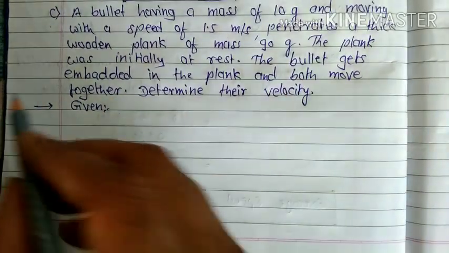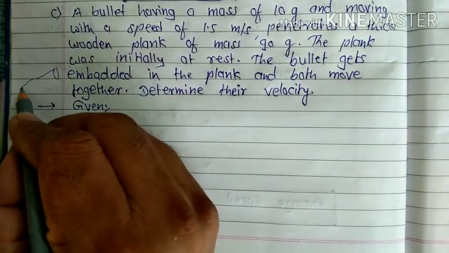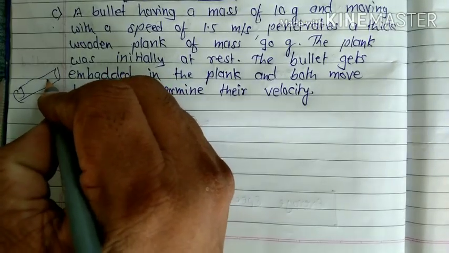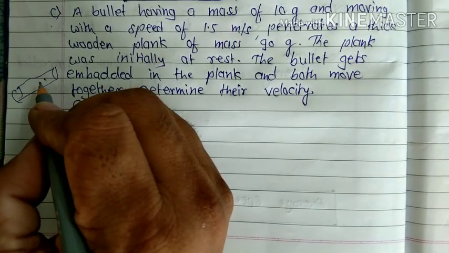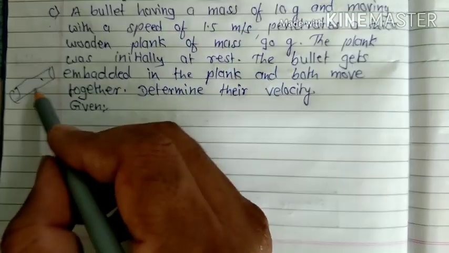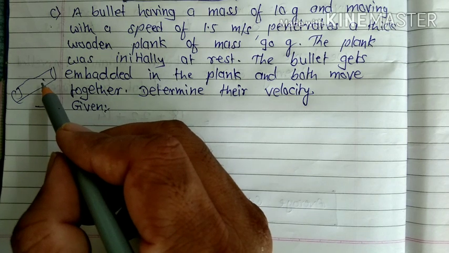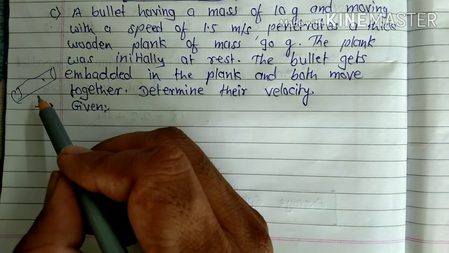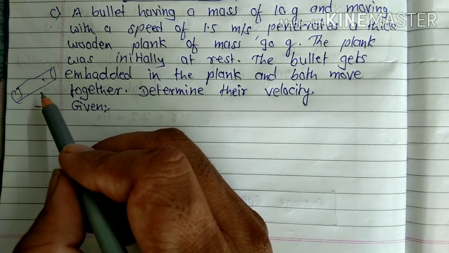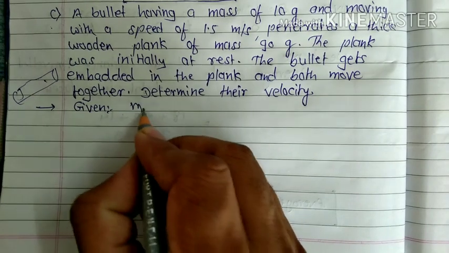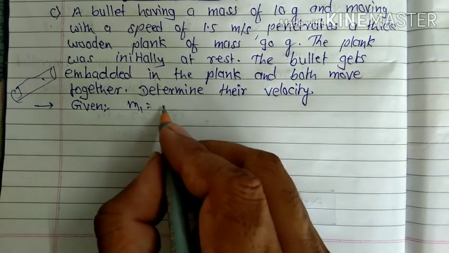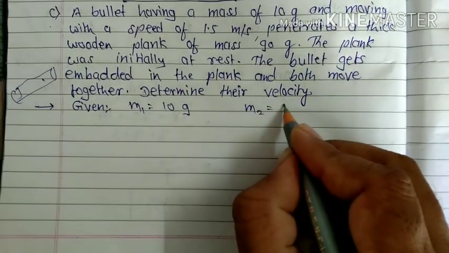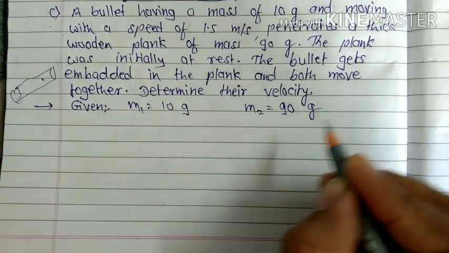Determine their velocity. हुआ क्या है, एक वुडन प्लैंक है इस फॉर्म में, और एक बुलेट, बंदूक की गोली, इसको पेनेट्रेट कर रही है. तो पहले वुडन प्लैंक स्टेशनरी है और गोली उसको जाके लग रही है, उसको पेनेट्रेट कर रही है उसमें. तब कंडीशन इज दैट देयर आर टू ऑब्जेक्ट्स, वन ऑफ देम इज द प्लैंक एंड द अदर वन इज द बुलेट. So having some masses, I am taking m1 is equal to mass of the bullet is 10 gram and m2, mass of the plank, is 90 gram.